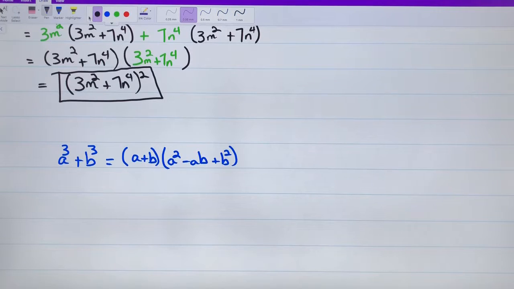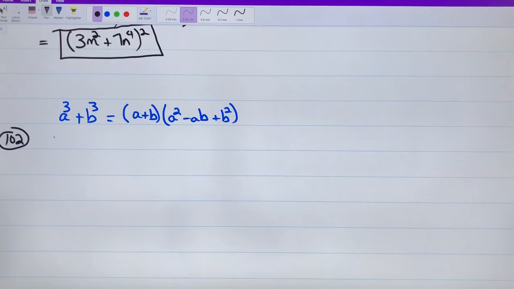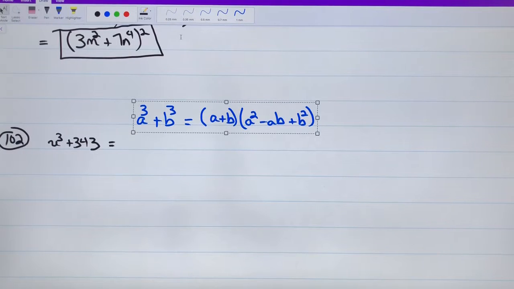Now for what we have in the case of number 102, we're looking at a sum of cubes, where we have u to the third plus 343. Just to give you a better bird's eye view of what we have here, we have u to the third, the cube of u, and 343 is going to be a perfect cube.